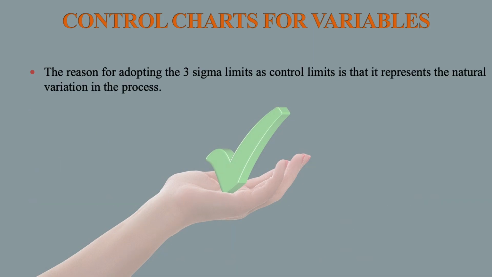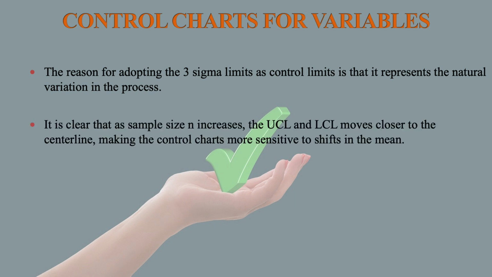The reason for adopting the 3 sigma limits as control limits is that it represents the natural variation in the process. It is clear that as sample size n increases, the UCL and LCL move closer to the center line, making the control charts more sensitive to shift in the mean.